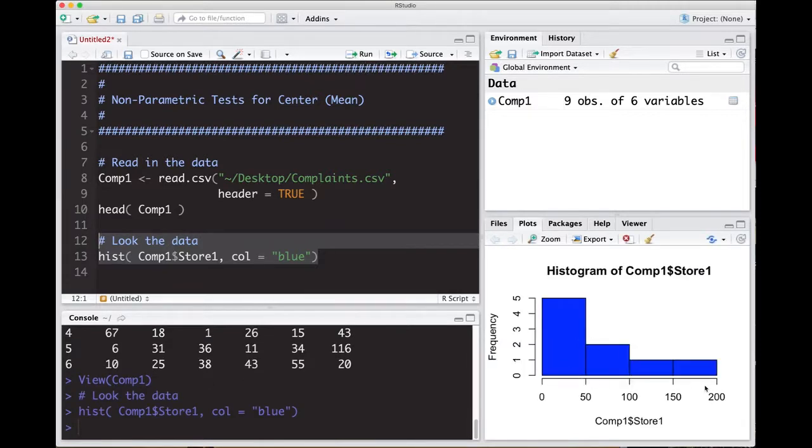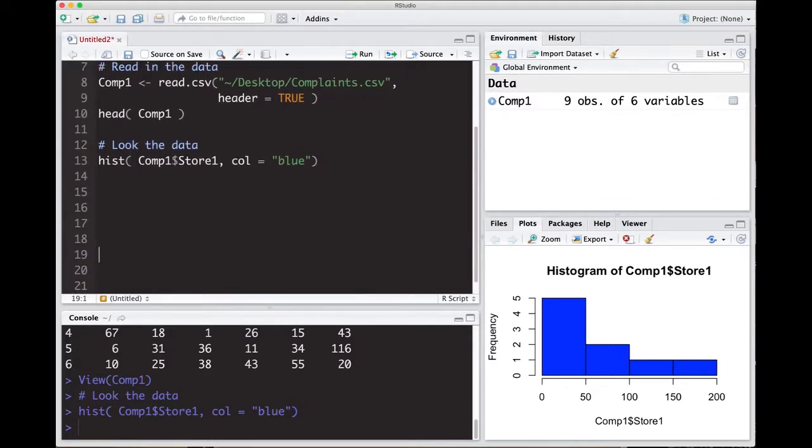Notice that this is not mound shaped. This is highly skewed to the right. So that's one big flag that we should be worried about. The other problem is there's only 6 observations here. So we should take that for a problem as well. We have low sample size and things are definitely not normally distributed. So what we can do is try to use a non-parametric test on this. And suppose we want to test to see if there are more than 25 complaints per week on store 1.